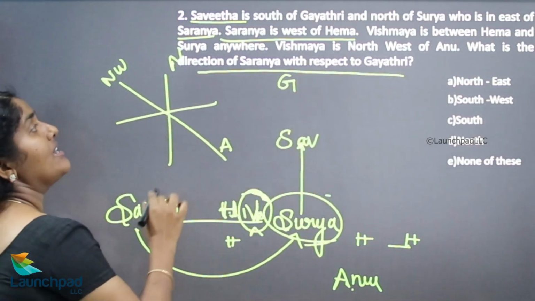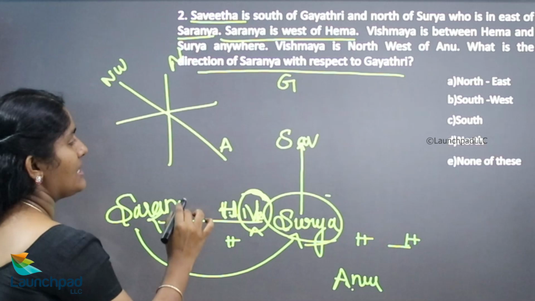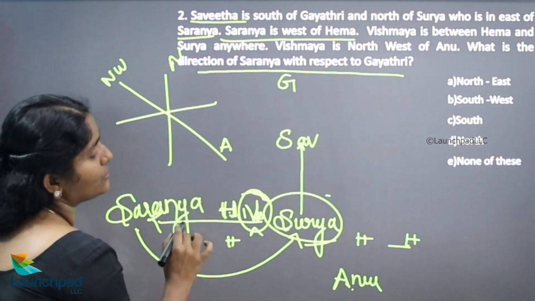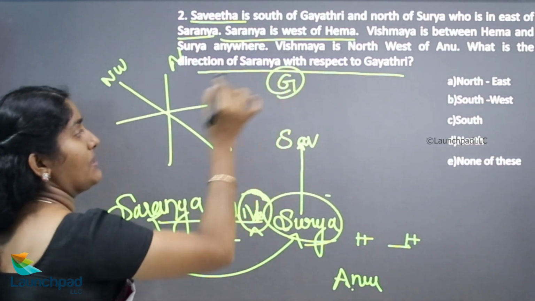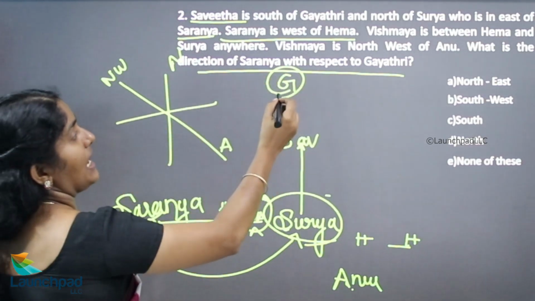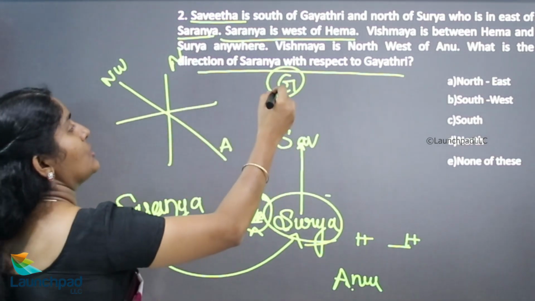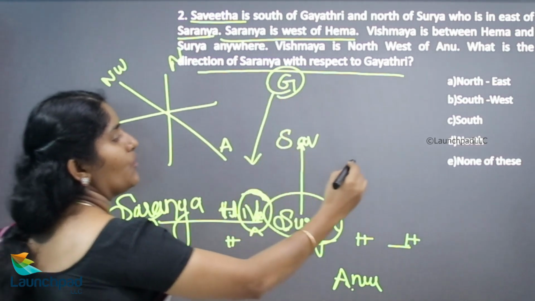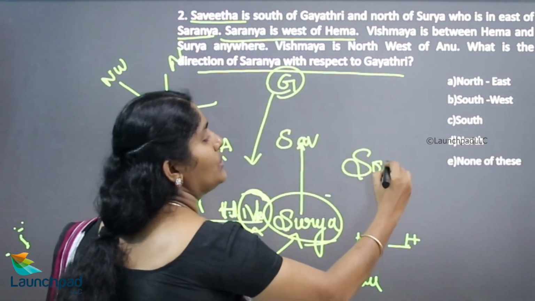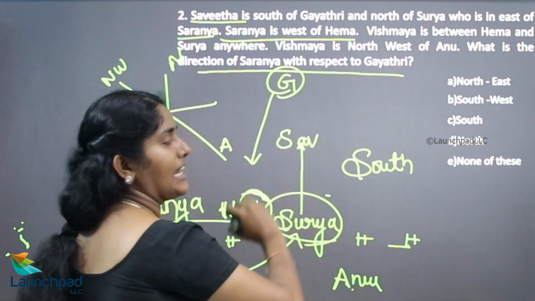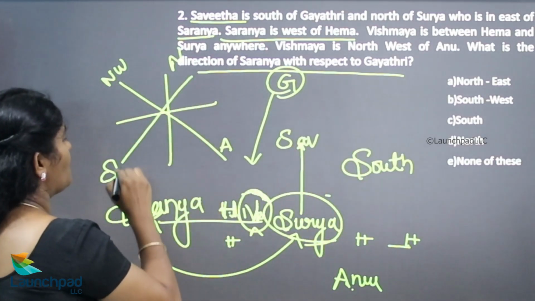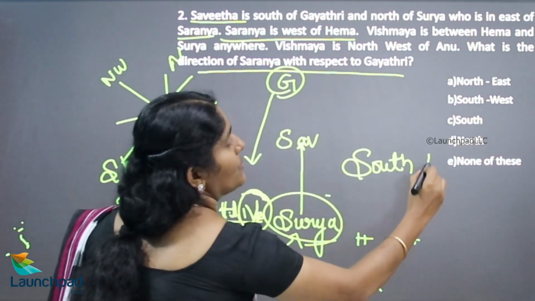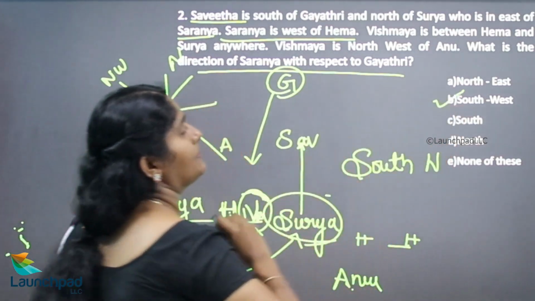Now, what is the direction of Saranya with respect to Gayatri? Saranya is here with respect to Gayatri. Where is Gayatri? From this place is Gayatri. From Gayatri, Saranya is towards the downward direction, which means south. A little bit to the left-hand side means it is called southwest. So southwest is your answer.